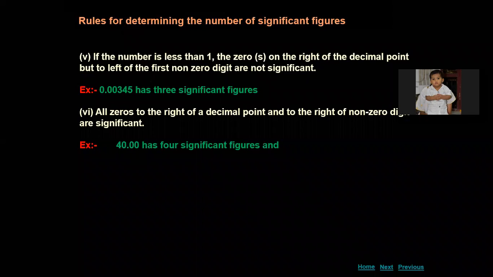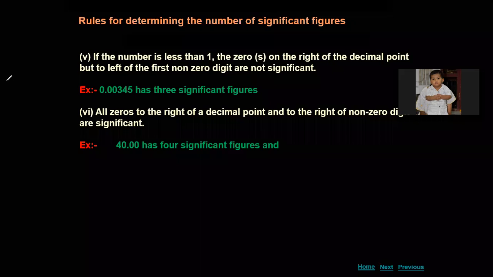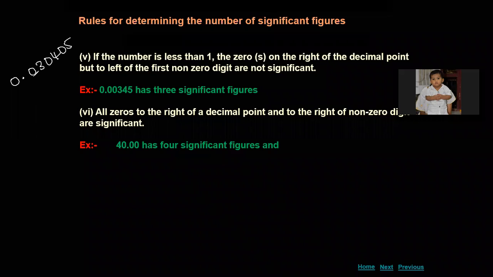Now see, I will take one more example. I hope you will understand it clearly. Right, now see, the same example I'll take. Let me change color. So 0.03045 if it is there. Now here zeros are there after the decimal, before the non-zero digit. Whatever zeros are there, those are not significant. So this is not significant.